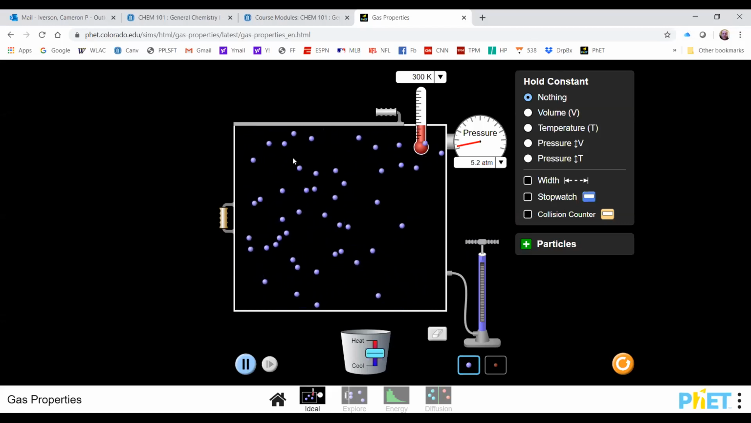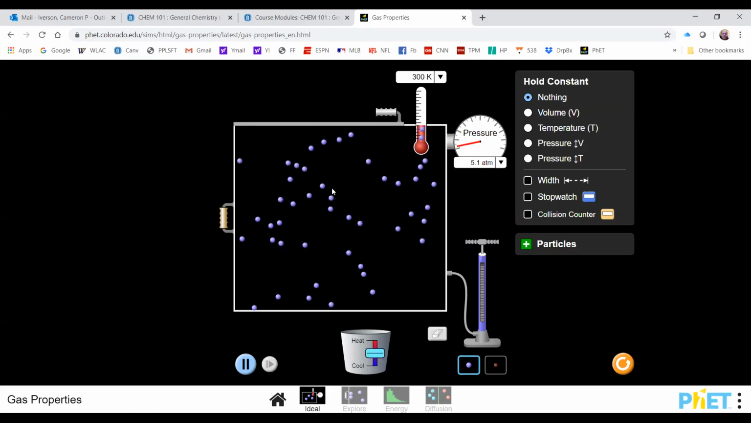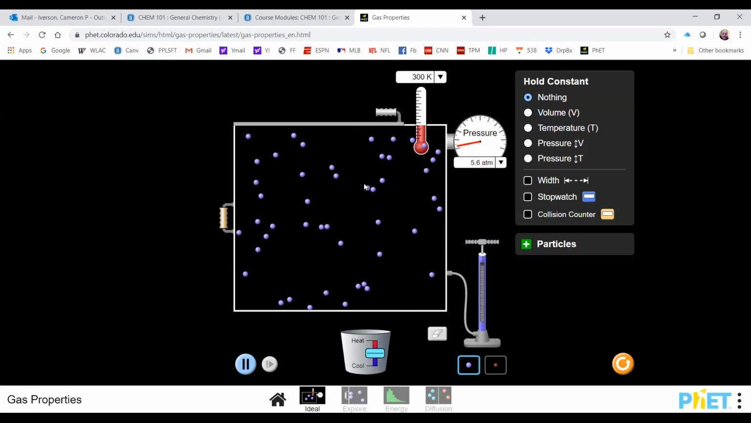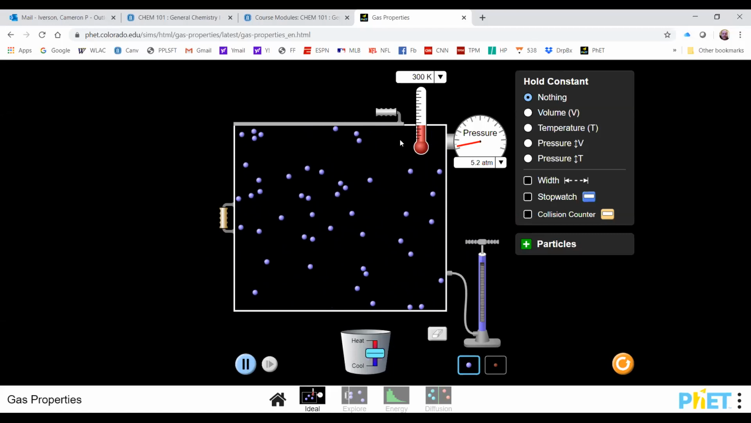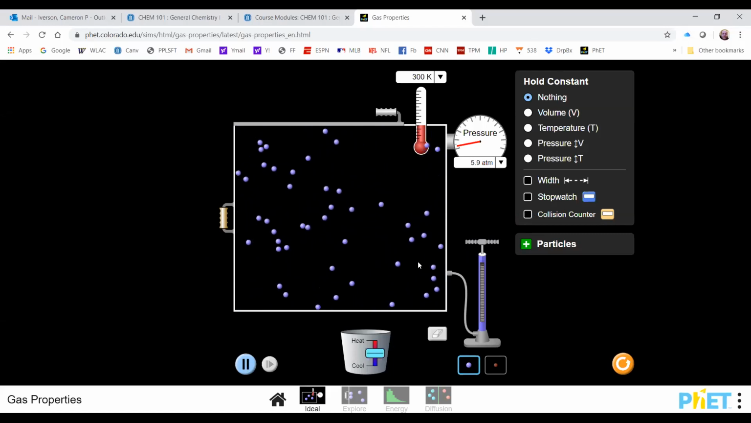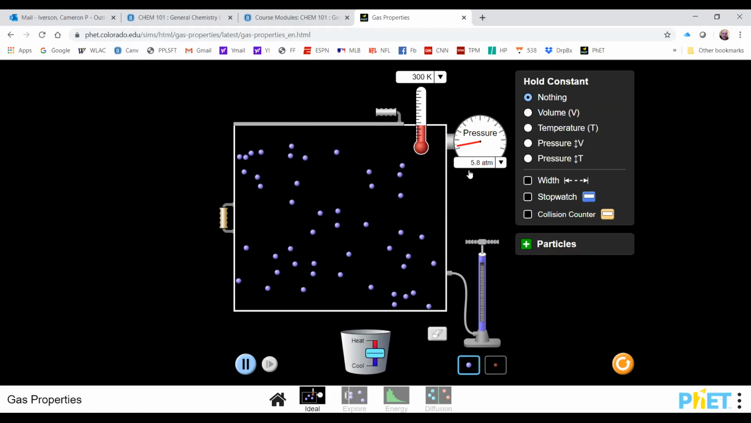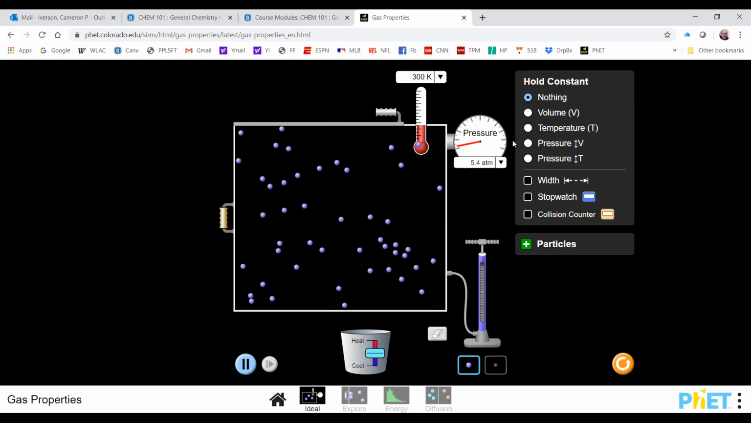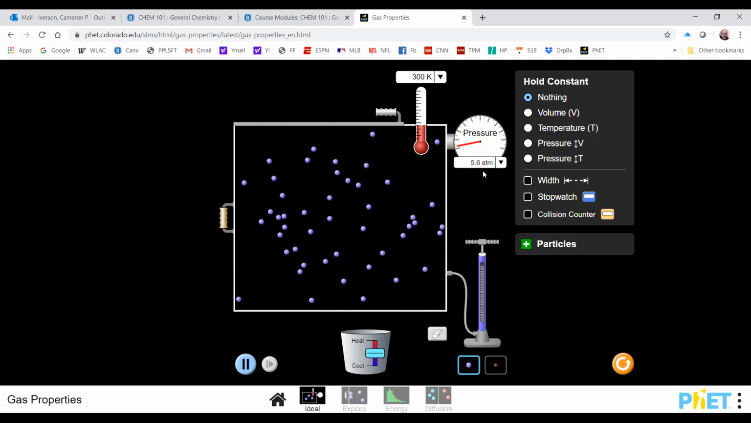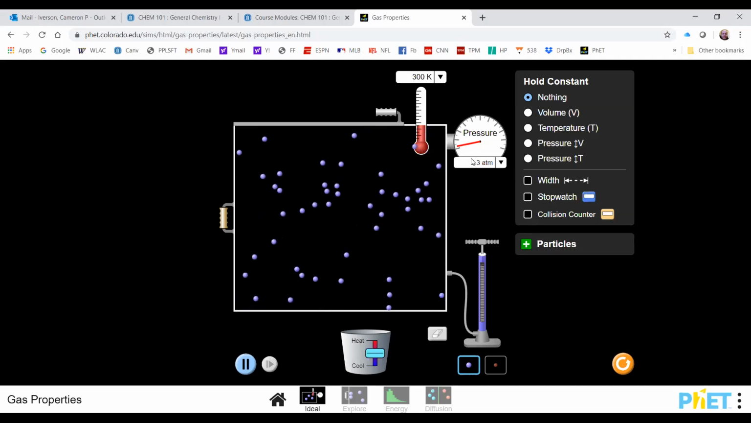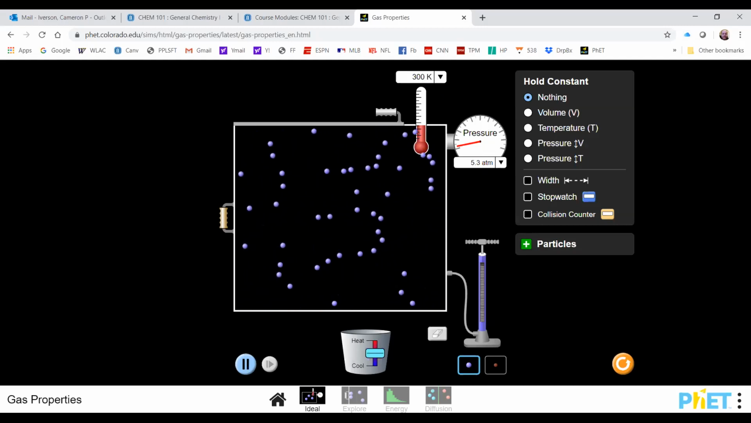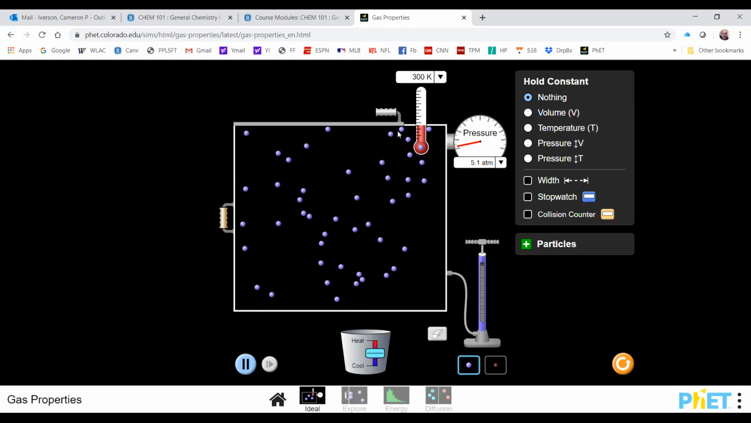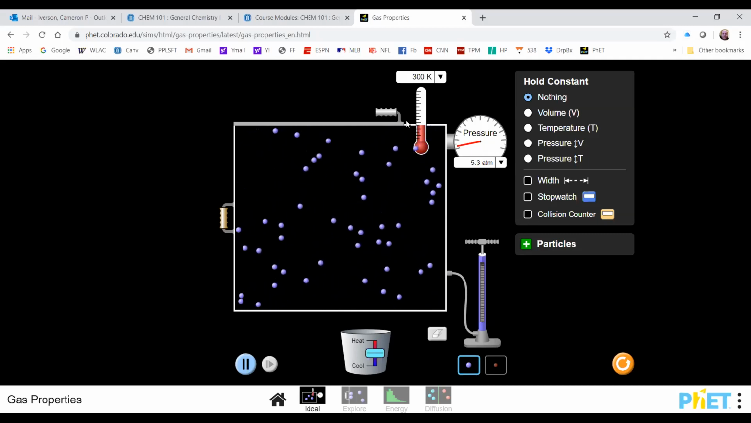Basically, you can see these particles move around and collide with each other. The gas particles collide with the walls of the container, and the collisions with the walls are what account for the pressure. Up here in the right-hand corner, you can see the pressure gauge, which measures the pressure of the gas inside the container. Over here, you have a thermometer measuring the temperature of that container.